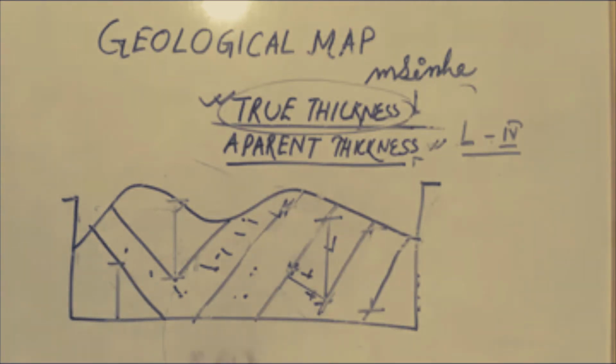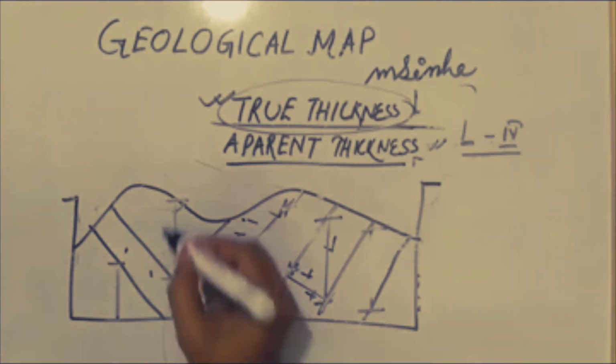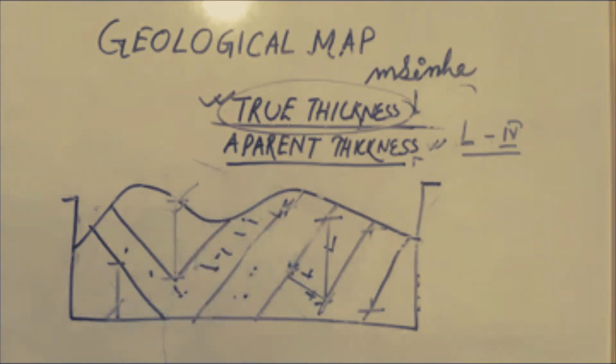Okay, in the case of the topmost layer and bottom layer, we cannot find the exact thickness from this geological map. But except for the bottom layer and topmost layer, we can get the apparent thickness and true thickness for all layers. Okay, now come to a part of small calculation.